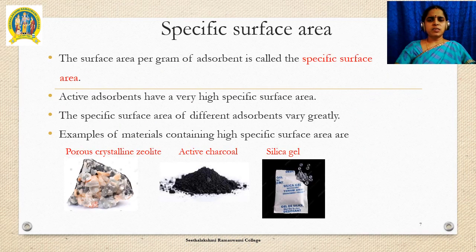The specific surface area is defined as the surface area per gram of adsorbent. If the specific surface area is very high for an adsorbent, that adsorbent will be an active adsorbent. The specific surface area of different adsorbents varies greatly, so it depends upon the nature of the adsorbent. Some examples having very high surface area are crystalline zeolite, active charcoal and silica gel.